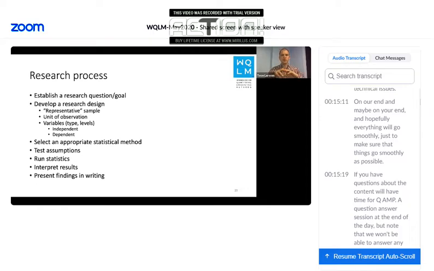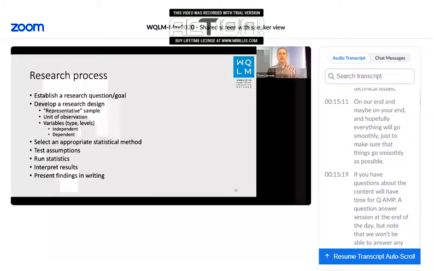Once we've laid out those design decisions, we can start to think about statistics. Note that we've done a lot before we've even gotten to the point where we're thinking about statistics, because selecting an appropriate statistical method hinges on the research design that we're working with, not the other way around.